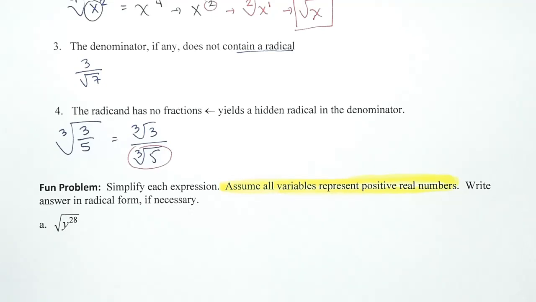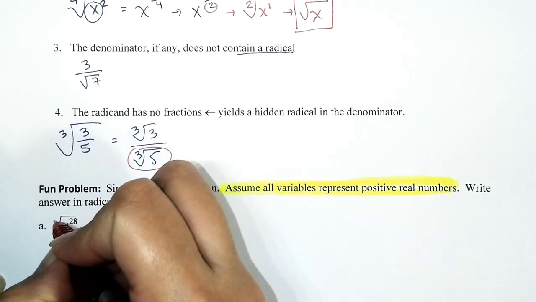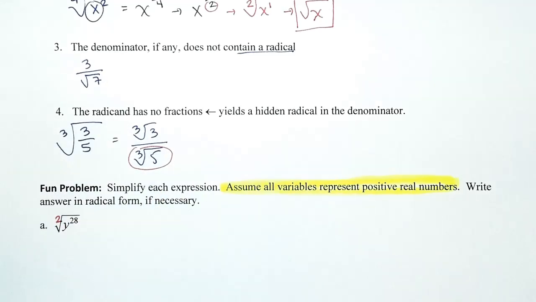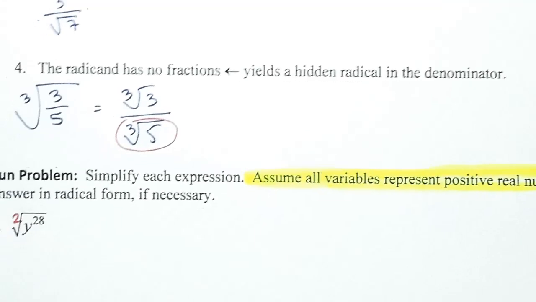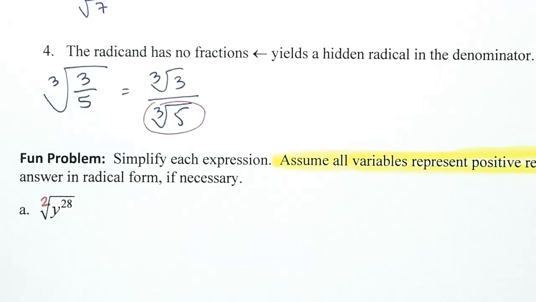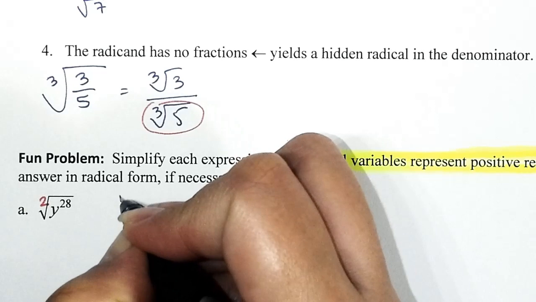So we have square root of y to the 28th. I'm going to highlight the index. We know it's 2 because we read it as square root. So the question is, is this simplified? The answer is no. Why not? Because the exponent is bigger than the index. So we could tone it down. Remember, to simplify radicals, you have to remember how to get out of the radical.